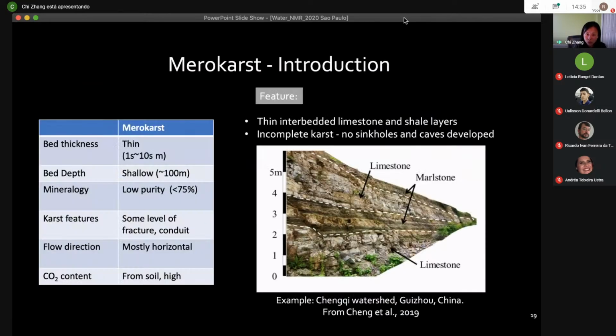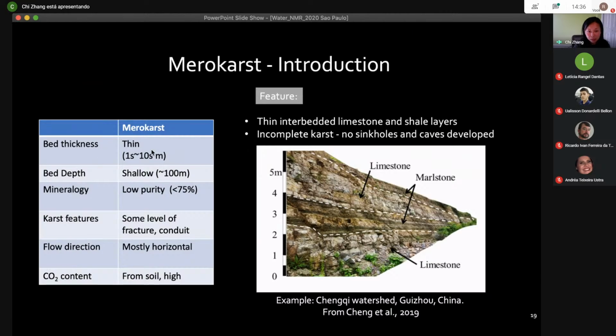So let me introduce you a little bit to this merokarst system. What is a merokarst and why do we want to study it? The merokarst system, which is different from the holokarst system, is featured by thin, interbedded limestone and shale layers. It's an incomplete karst system, which means you are not expecting sinkholes or caves to develop in such a system.